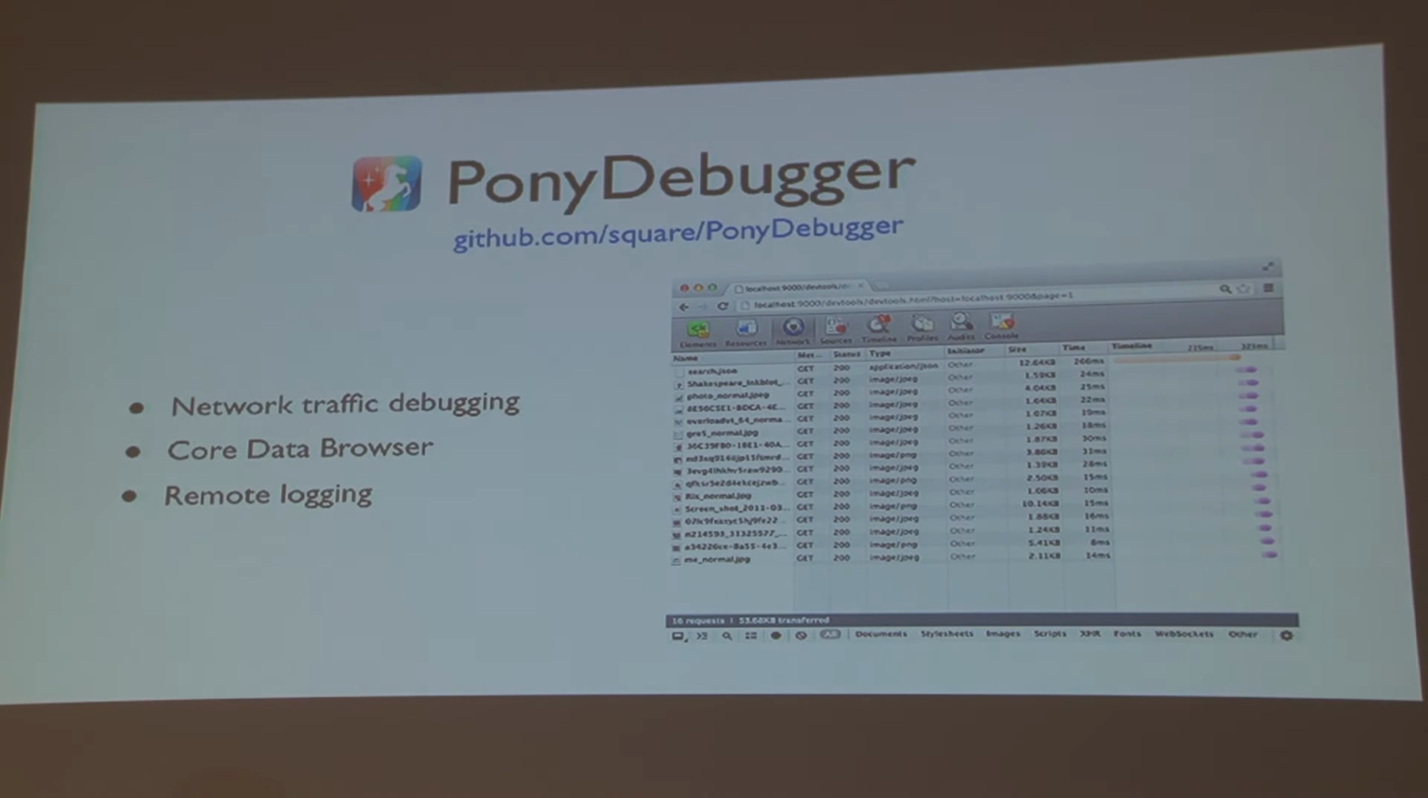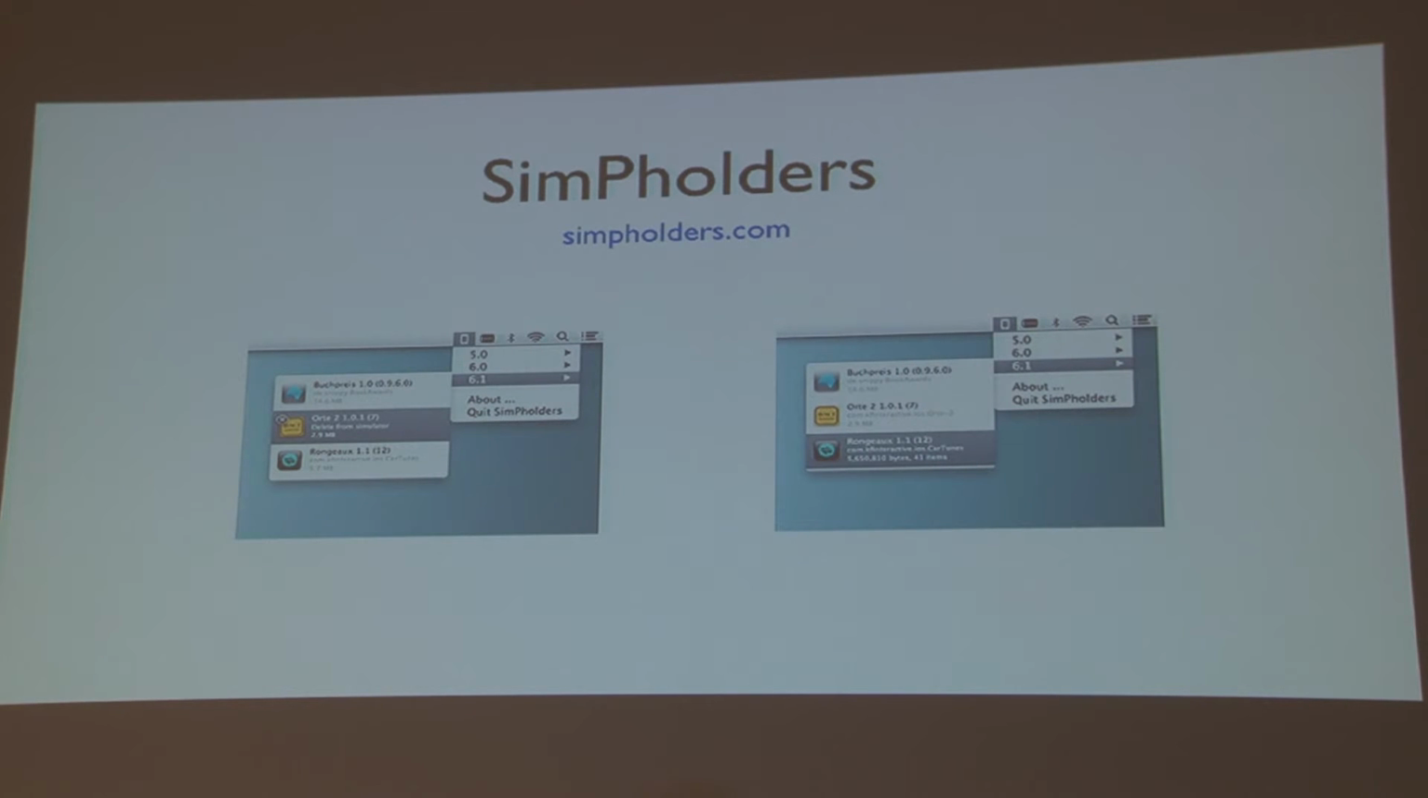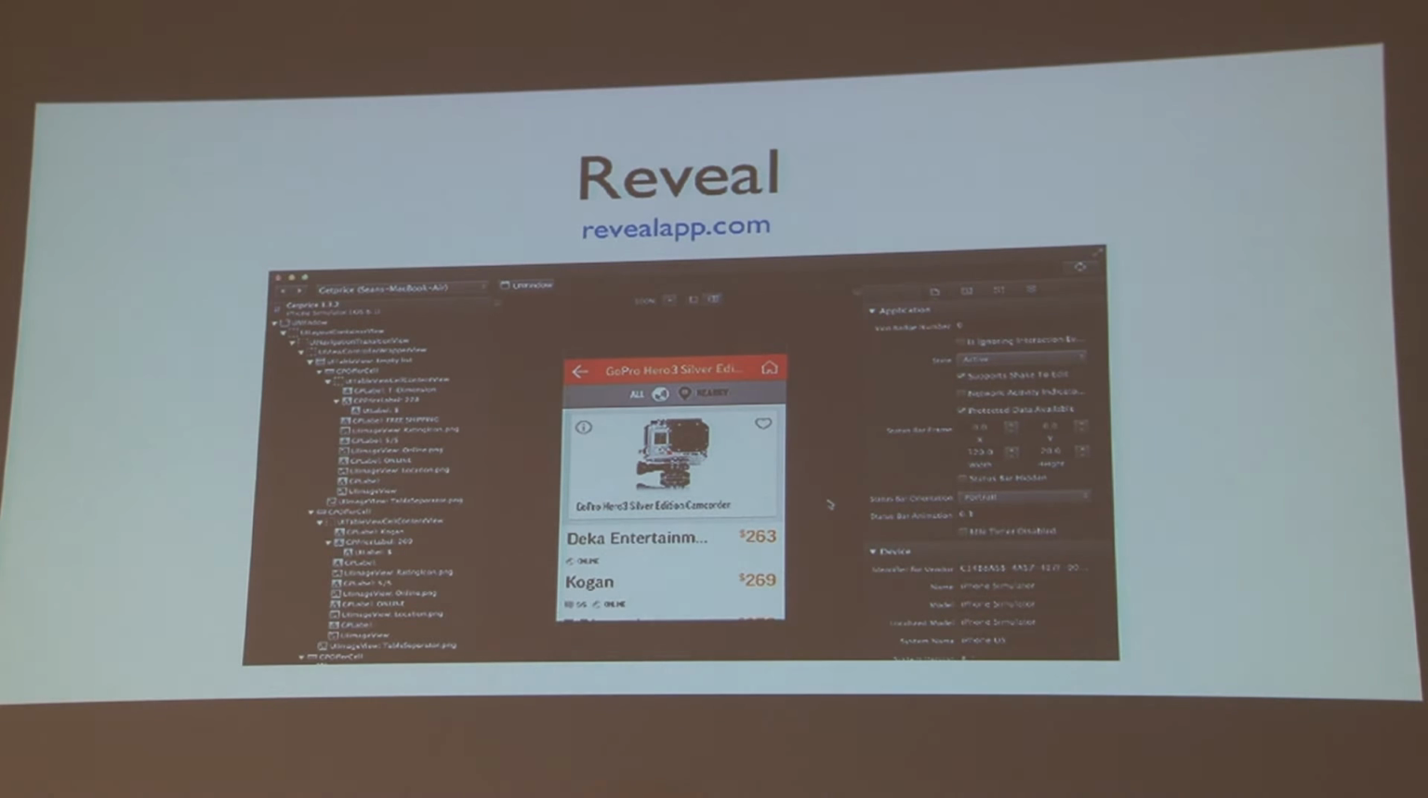PonyDebugger. A little tool that uses Chrome developer tools to monitor network traffic that's going out of your device. And it also has a rudimentary Core Data browser, but it's mostly for network traffic monitoring. Then SimPholders. This is also another really tiny little tool which gives you quick access to simulator folders. Can be useful.